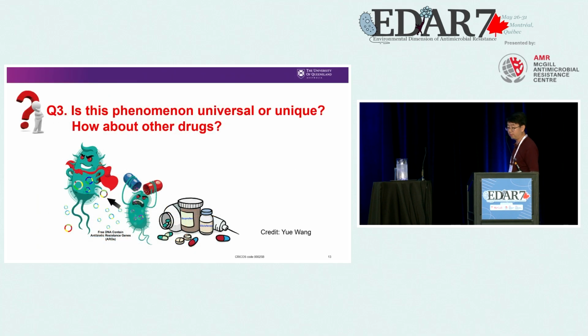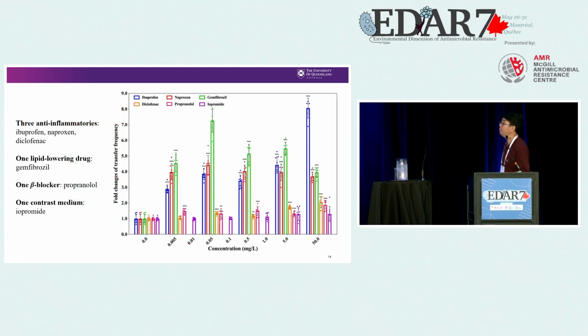Okay, so this is the first study we did. It's kind of a proof of concept. But the next question will become, okay, is this phenomenon universal or is it drug specific? How about other drugs? This time we choose 6 different drugs, including 3 anti-inflammatory drugs, which are very commonly used. We also have 1 lipid-lowering drug, 1 beta blocker and 1 contrast media.